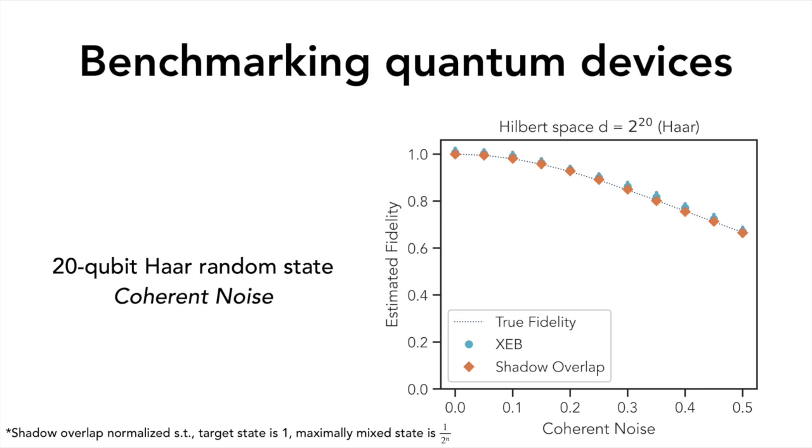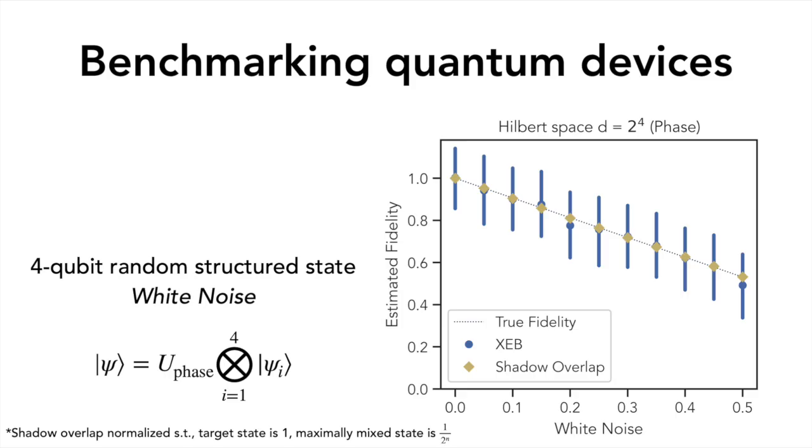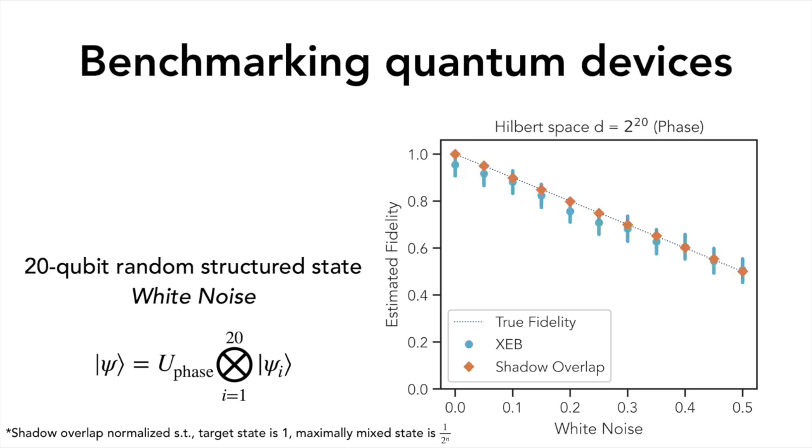We can also change to different states. On slides 64 to 67, you can see a different situation for some random structured state. We created some product state and applied some phases to it. Again, for white noise, XCB and shadow overlap both perform well, but XCB has a much higher variance, so it needs more experiments in order to converge.